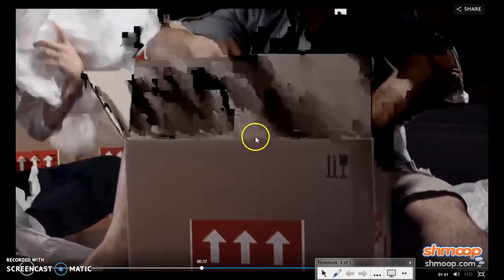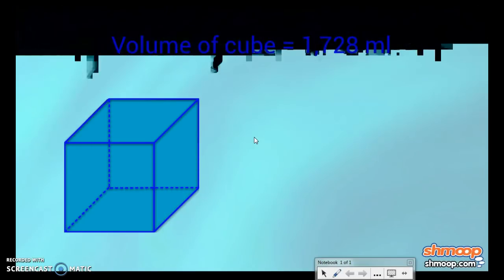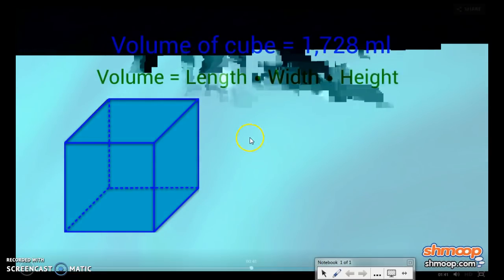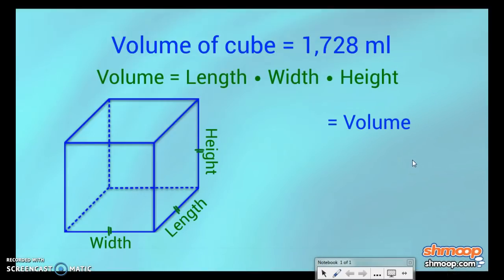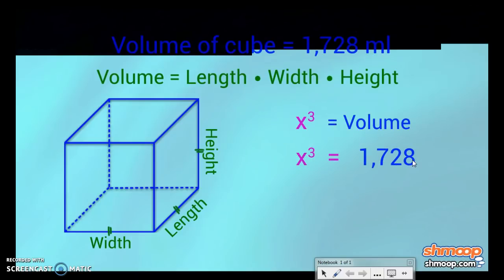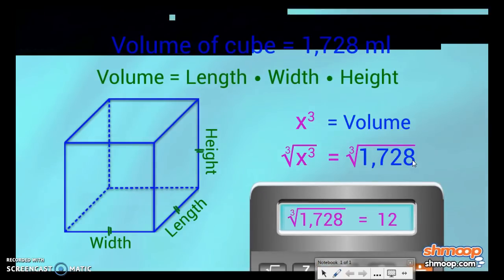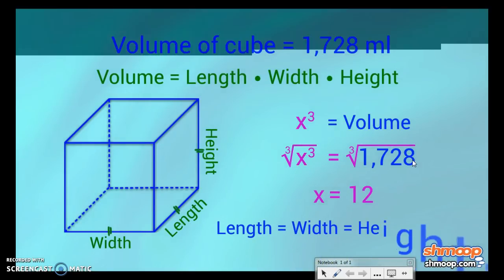Well, first let's break down that box. We can start by working backwards. We know that the volume of our cube is 1,728. Volume is length times width times height. Lucky for us, all are the same length in a cube. Well, to find volume, we can raise length, width, or height to the third power, or cube it. So we simply need to take the cube root of the volume. The cube root of 1,728 is 12. That's 12 by 12 by 12. There's our length, width, and height.